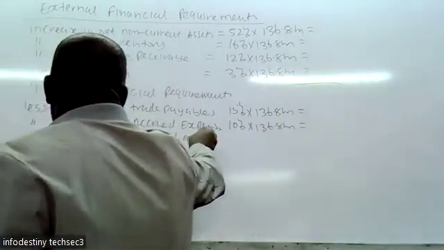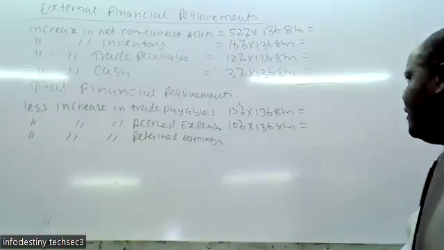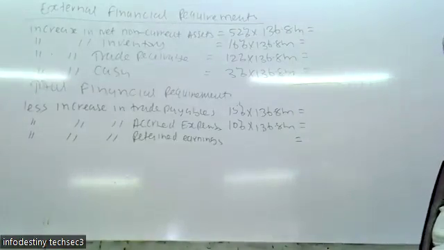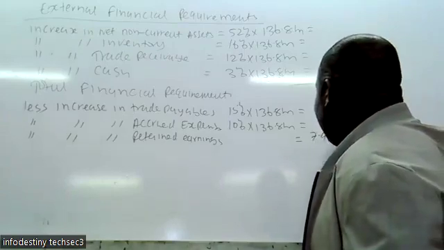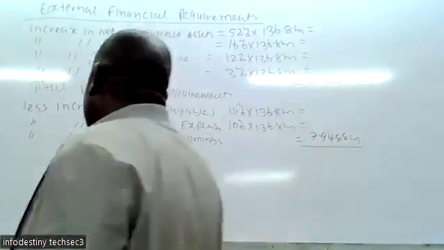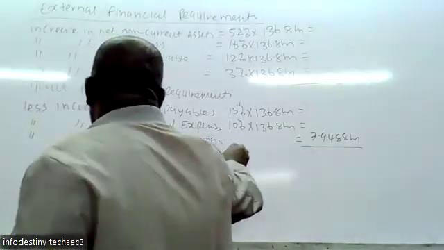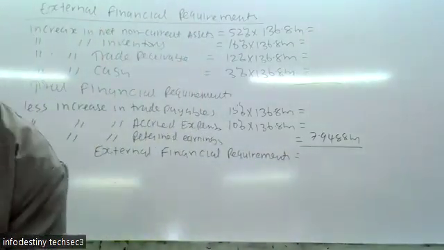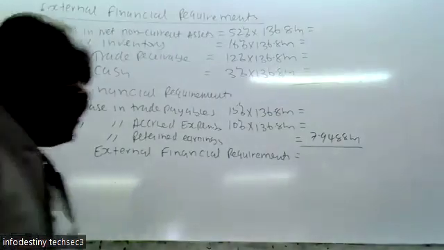Then we also less increase in the retained earnings. So retained earnings, it was what percent? Sorry, we calculated. How much was that increase in the retained earnings? So now get the external financial requirements.